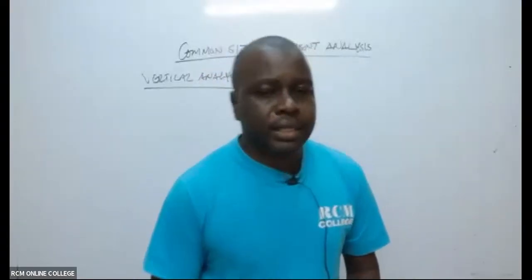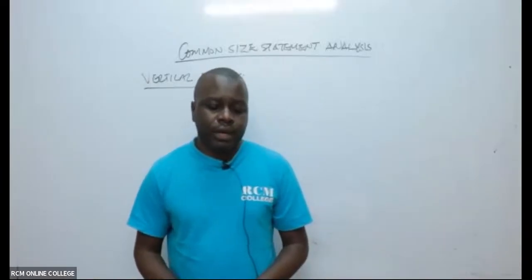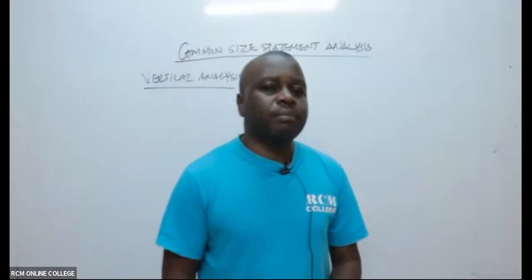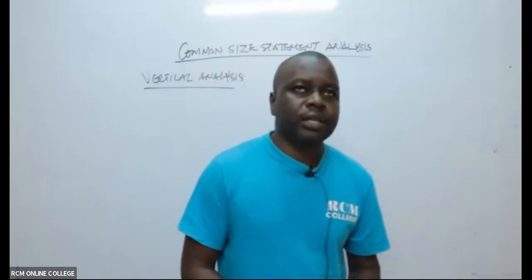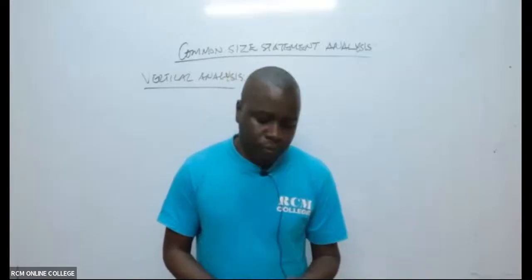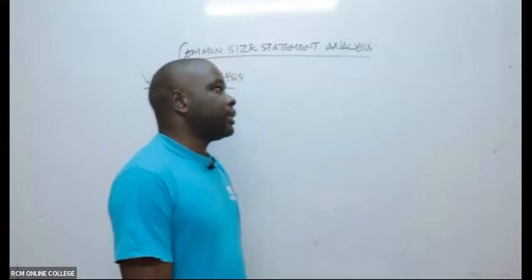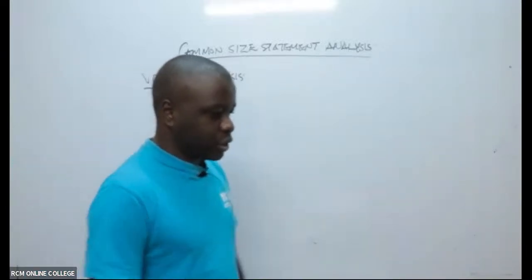If it is the balance sheet or maybe the statement of financial position, the total assets figure will be the 100%. Then of course the other figures you convert them on the basis of the total assets figure. Then on the side of the equity and liabilities, the total equity and liabilities will be the basis of converting the other figures into what? Into a percentage.